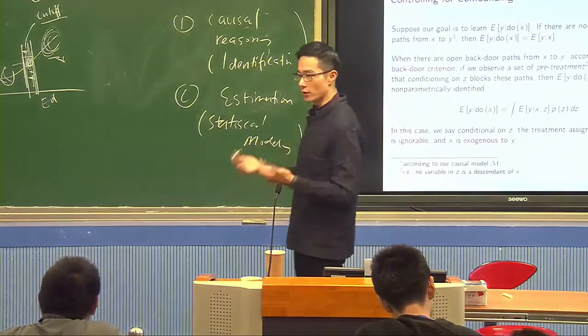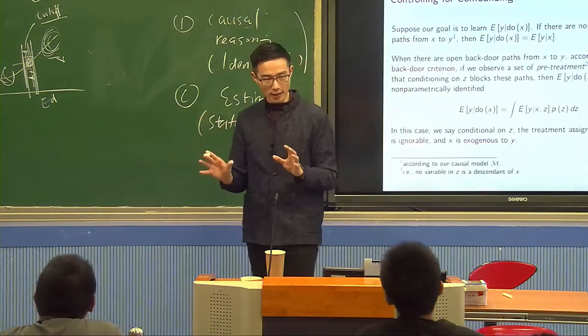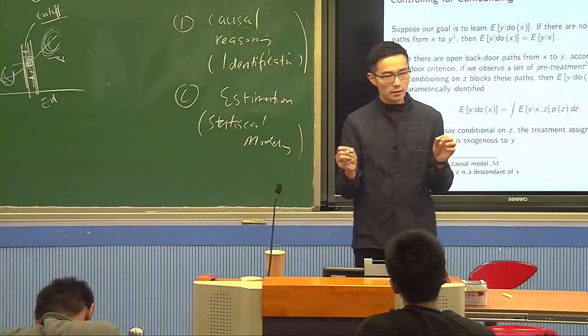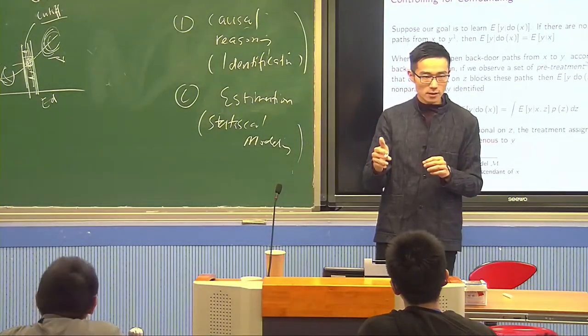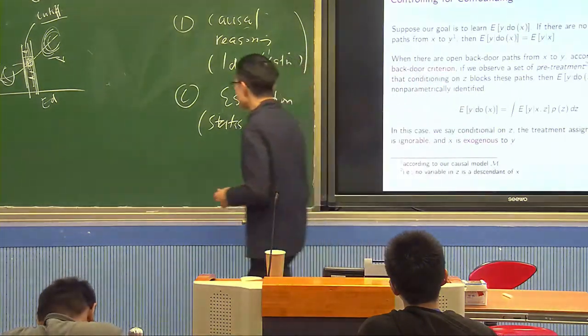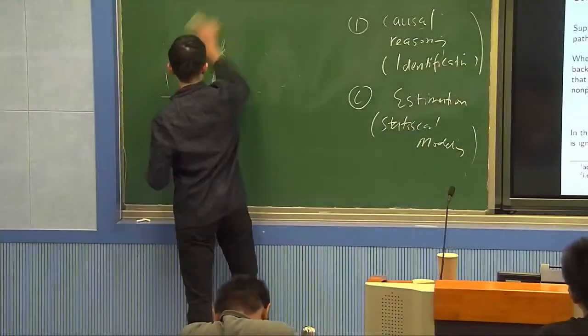is to try to block all the backdoor paths if you can. Because if you can control some variables to block all the backdoor paths, then you just need to control for these variables and you're done, right? So that's the idea.